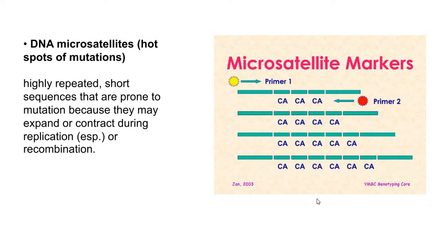These microsatellites, as I already mentioned in class, are also used for DNA fingerprinting, because different people have different numbers of the same microsatellite. So the number of times these repeats are in an individual genome varies.